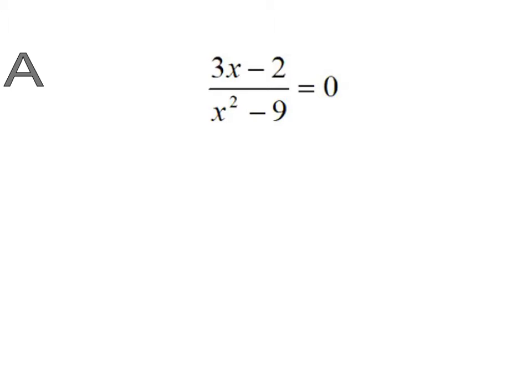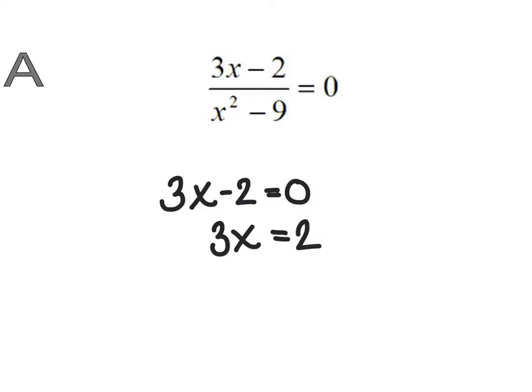Let's start with a fairly simple one. This is already in the form of one polynomial over another. There's no need to find a common denominator. So what we're going to do is set just our numerator, which is 3x minus 2, equal to 0. And we're going to solve this. Well, that's pretty easy. It's simply linear.